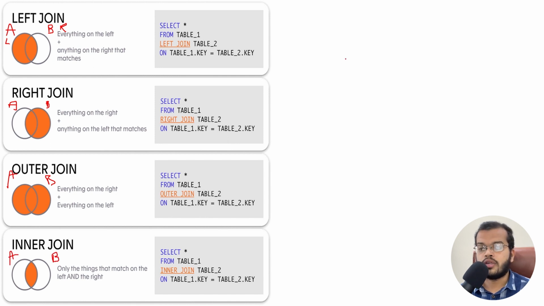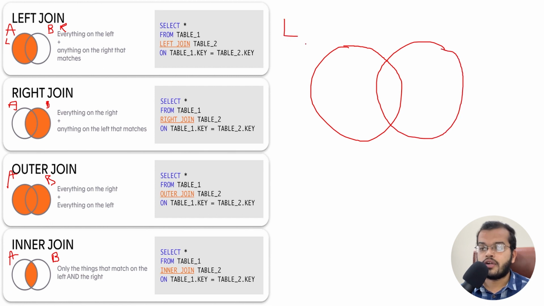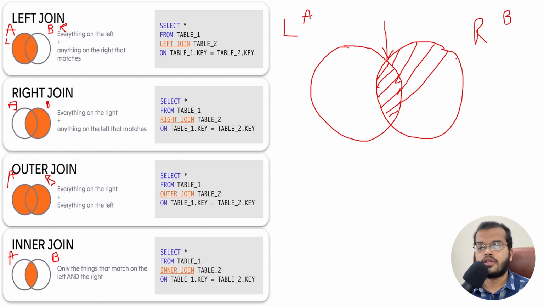Let me explain the right join like this. This is my left table, table A, and this is my right table, table B. Everything on the right table plus anything on the left that matches. What is the right join explaining? This part of the right table is coming inside the left table, so this section is called the common information. Apart from the common information, everything else is my right table. So the right join considers the common information between the left table and the right table, plus everything remaining in the right table.